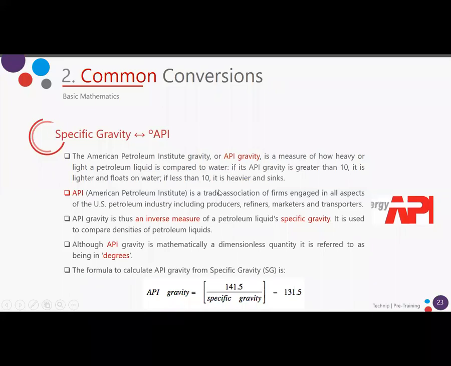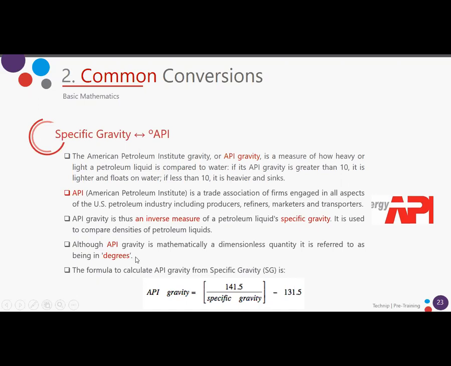If its API gravity is greater than 10, it is lighter and floats on water. If it's less than 10, it's heavier and sinks. API is a trade association of firms engaged in all aspects of the US petroleum industry, including producers, refiners, marketers, and transporters. API gravity is thus an inverse measure of a petroleum liquid's specific gravity. It is used to compare densities of petroleum liquids.